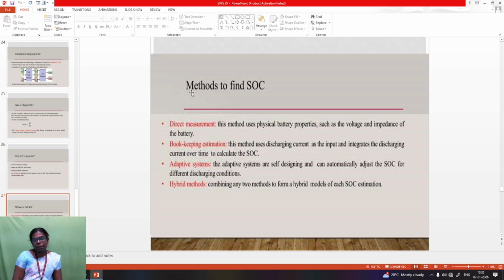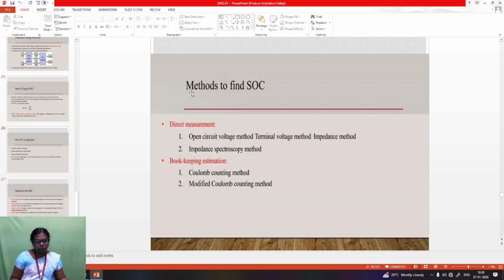And bookkeeping estimation uses the discharging current as input and integrates the discharging current over time to calculate the SOC. The adaptive system is self-designing and automatically adjusts the SOC for different discharge conditions. In the hybrid method, we combine 2 methods to form a hybrid model of the SOC system. So the 2 methods mean any 2 of the above methods.